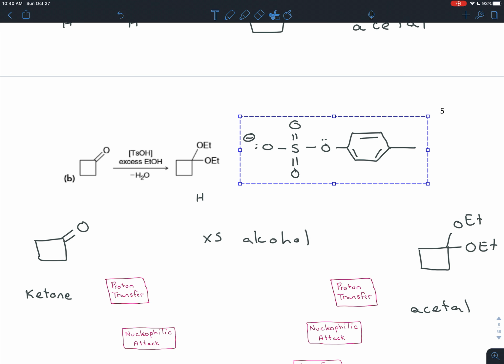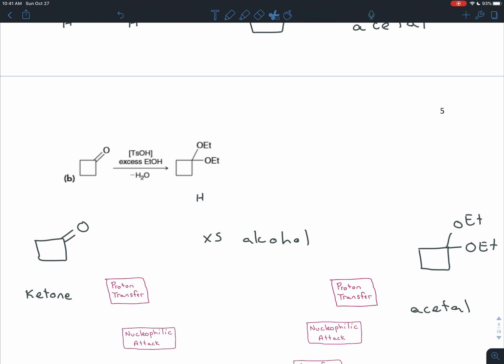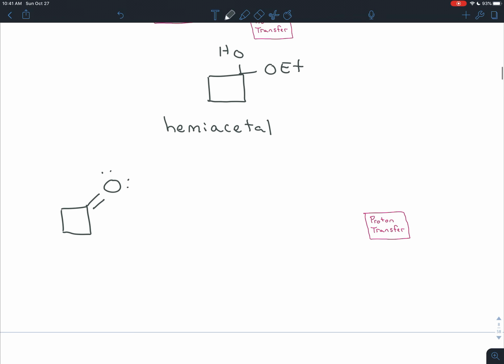Now you don't need to be able to draw that, because when you put a strong acid like that into water, it gives all of its H's away, and the acid that we're actually going to be dealing with is hydronium. So to get this first proton transfer step done, we're going to use hydronium.